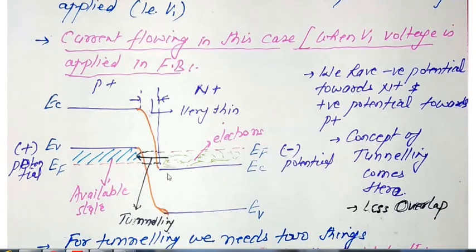So we have seen that because of the narrow width of this depletion layer and because of availability of energy states towards the P plus side, we are having some overlapping between these two regions, and because of this some electrons will pass from this side to this side across this depletion layer, which is nothing but the tunneling effect. So now let us see what is the amount of current that is going to flow in this particular example.